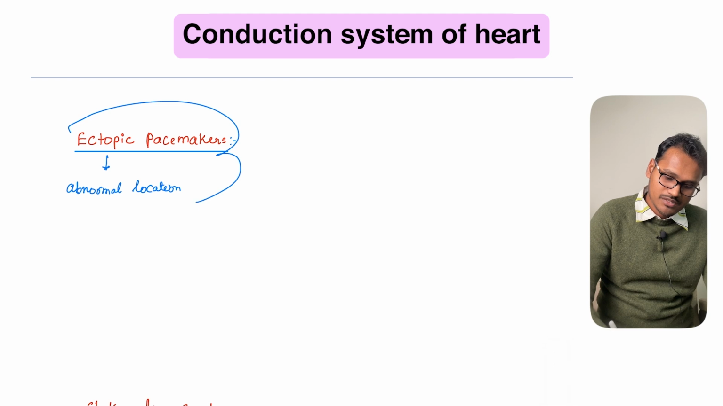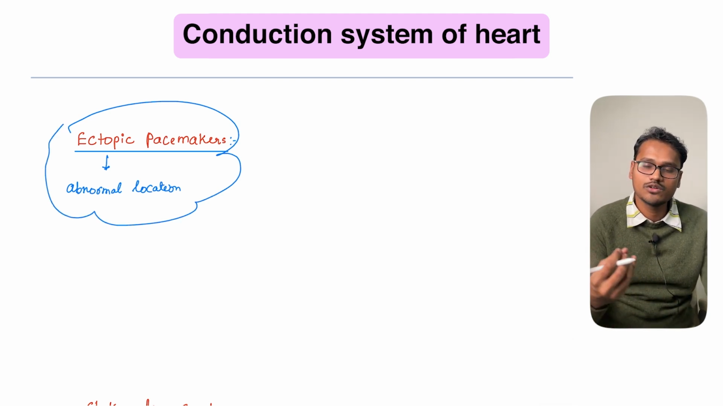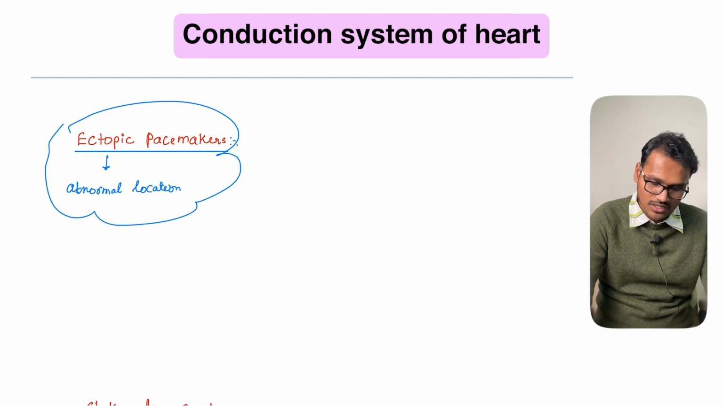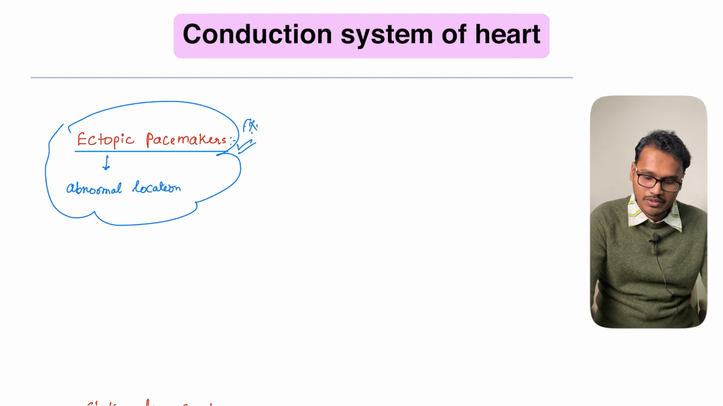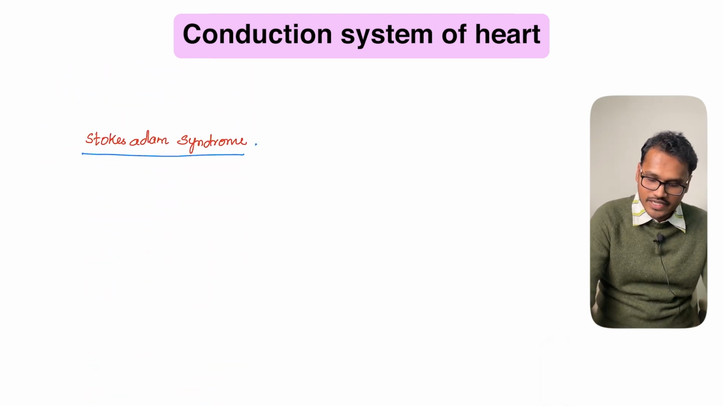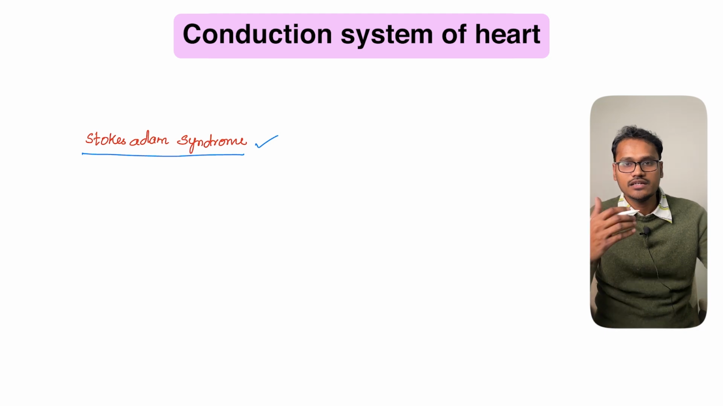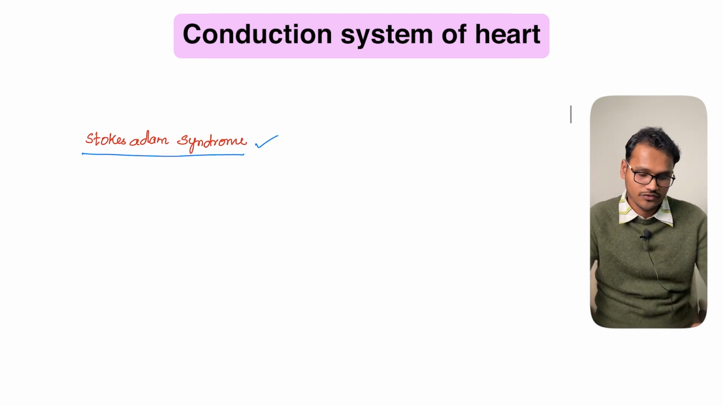These ectopic pacemakers, whenever they are present in abnormal locations other than the AV node or bundle of His, wherever it is, are also called ectopic pacemakers. Anything other than the SA node, we can call an ectopic pacemaker cell. Then Stokes-Adam syndrome, we already saw: SA node failure, AV node coming up, and there is a loss of consciousness period and a regain of consciousness.